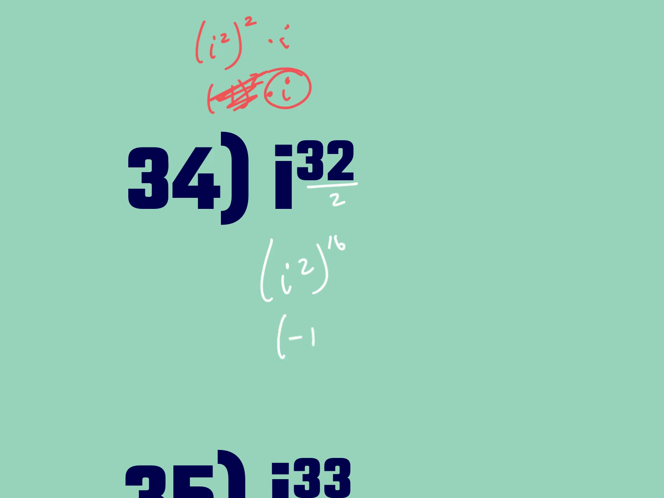So replace i squared with negative 1. What is negative 1 to the 16th power? Guys, what's any number raised to an even power? Positive or negative? Positive. So if I have negative 1 raised to the 16th power, my answer is just positive 1.